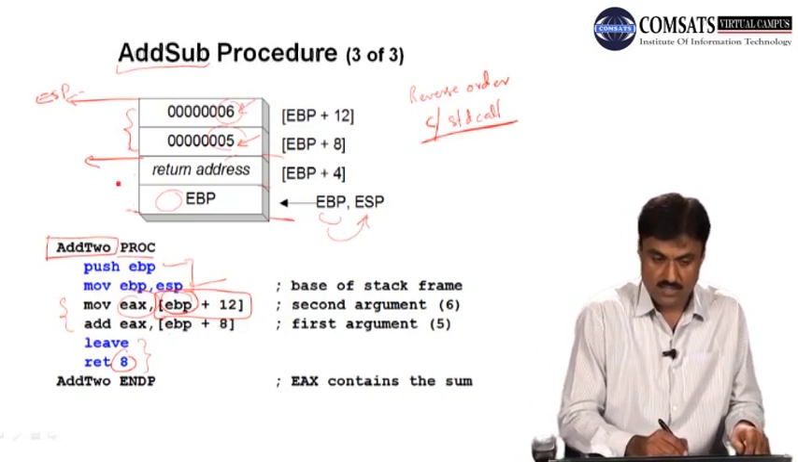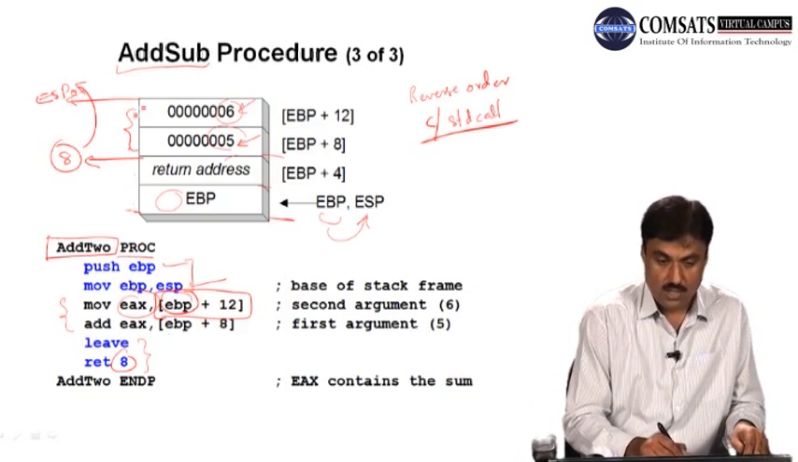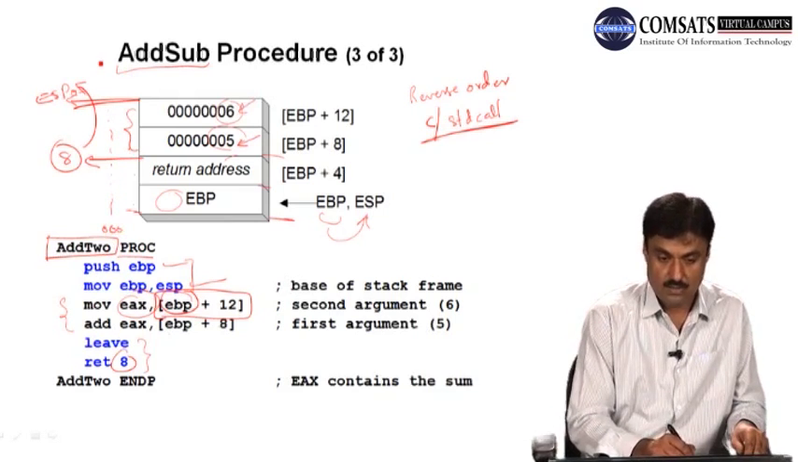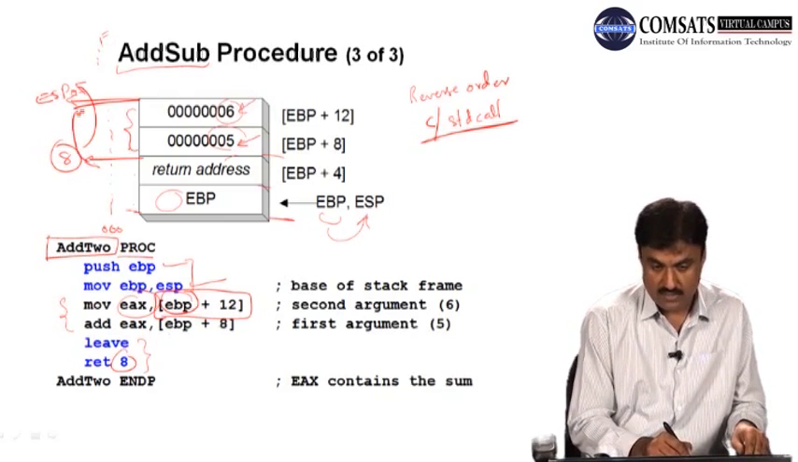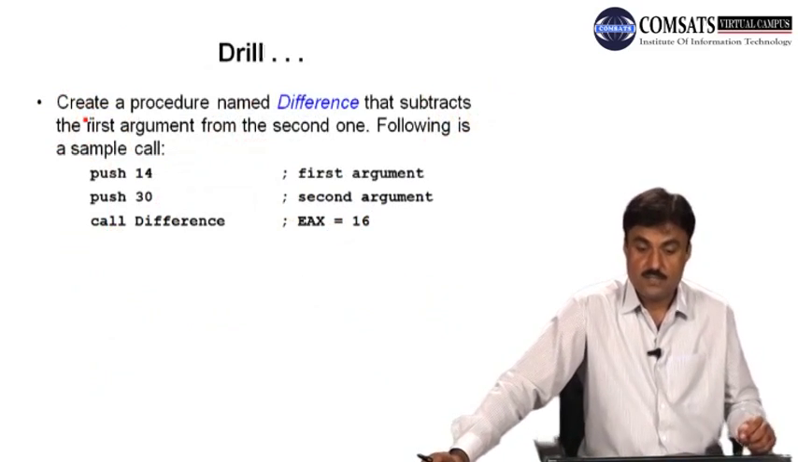So this return 8 will add 8 to the stack pointer. Now the stack will be here, because this is the decreasing order and this is the increasing order here. So ESP, if we add 8, then definitely it will come here. Okay, so this is the drill example.